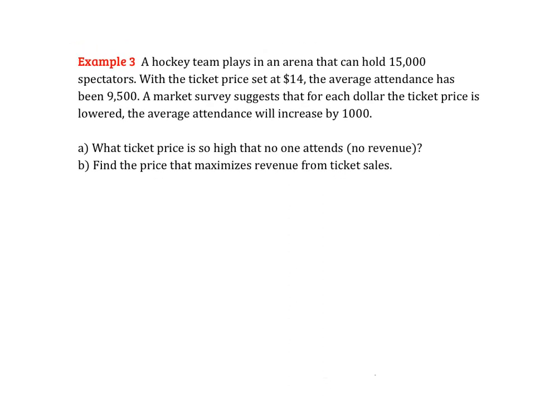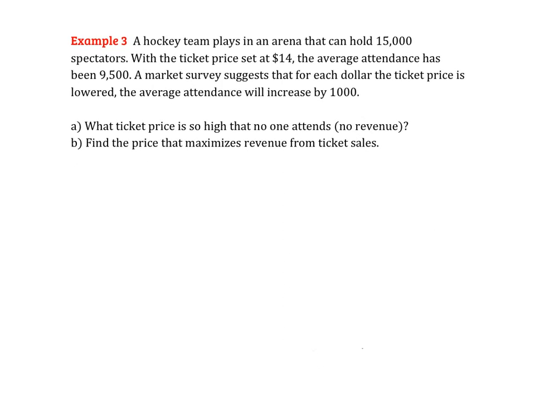Okay, let's try this last one together. And this says, a hockey team plays in an arena that can hold 15,000 spectators. When the ticket price is set at $14, the average attendance has been 9,500. A market survey suggests that for each dollar the ticket price is lowered, the average attendance will increase by 1,000. So they first ask, what ticket price is so high that no one attends? And then find the price that maximizes the revenue from ticket sales.